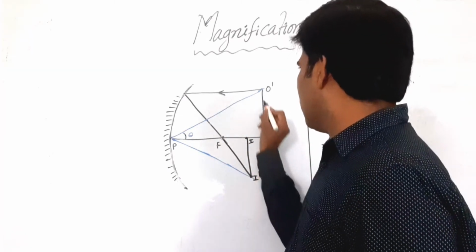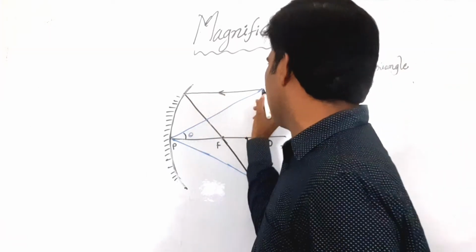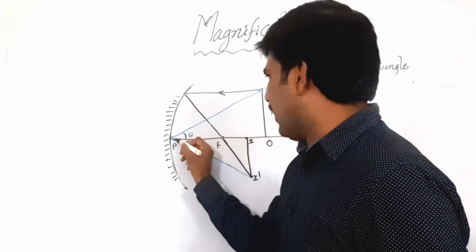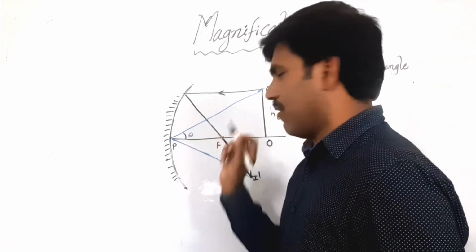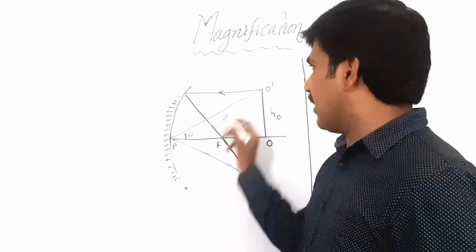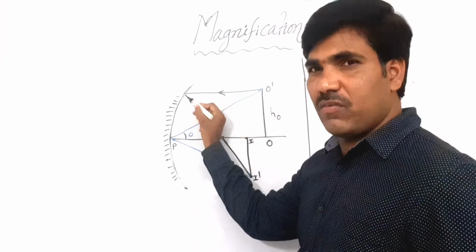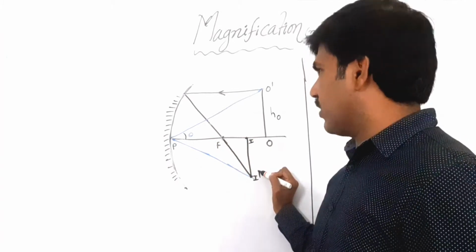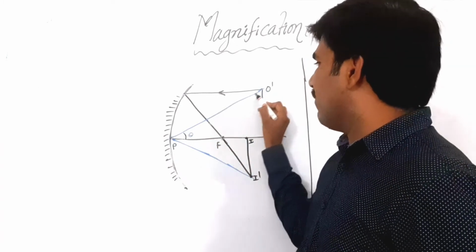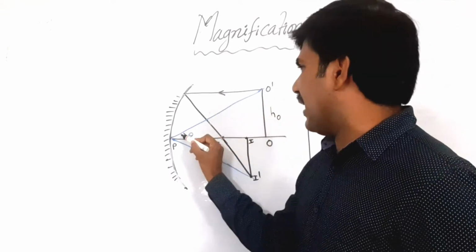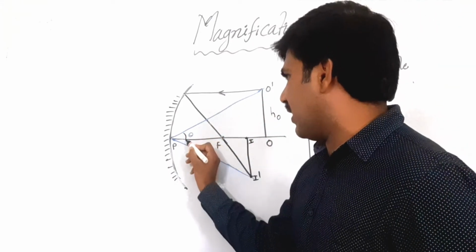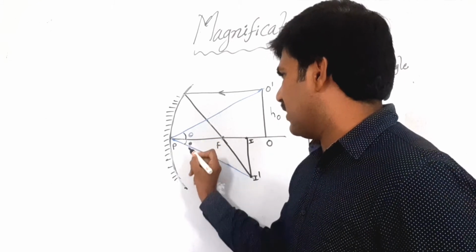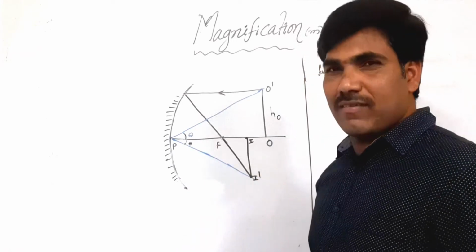We consider two rays. One is parallel to the principal axis, and another one makes some angle theta with the principal axis. You know very well that when the ray comes parallel to the principal axis, it passes through the focus after reflection. And the ray which makes an angle theta with the principal axis is reflected back with the same angle theta, like this.